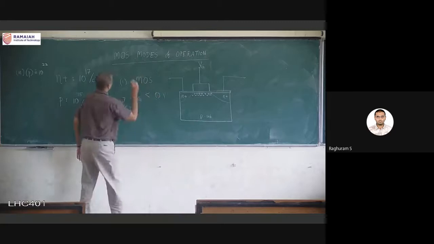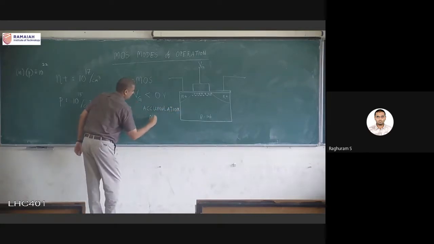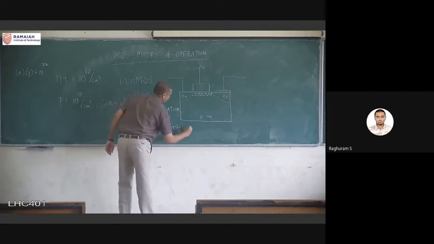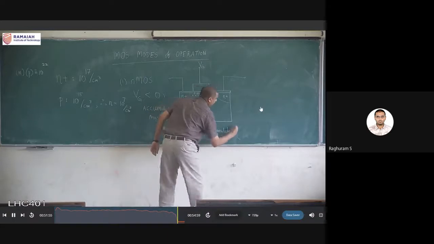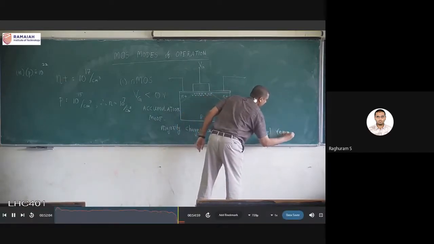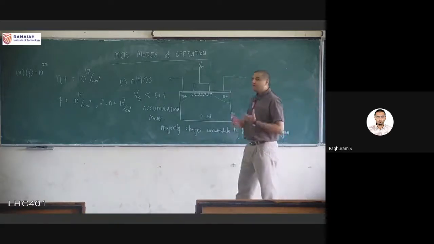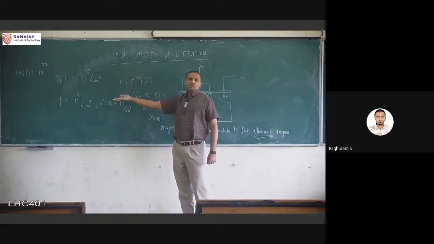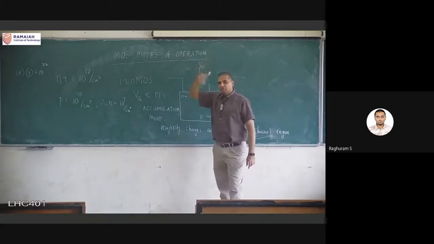This type of mode is called accumulation mode. It is called accumulation mode because of the majority charges. What is the majority charge? This is a p-type substrate, and directly from the numbers you can see which charges are in majority and which are in minority. It's like super majority and super minority, because there are some 10 power 8 times more. It is more by 10 power 8 times.